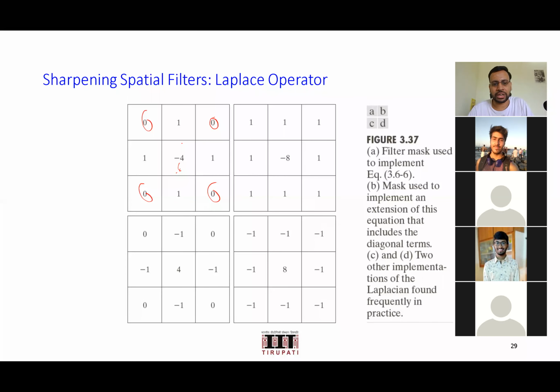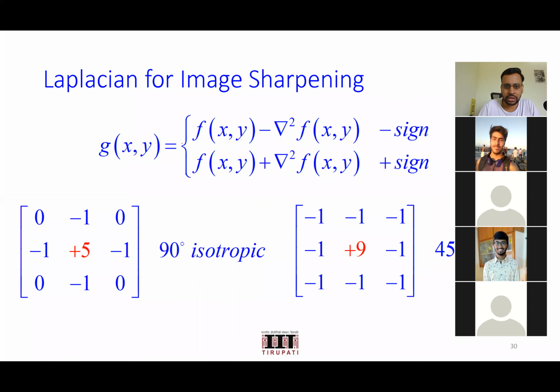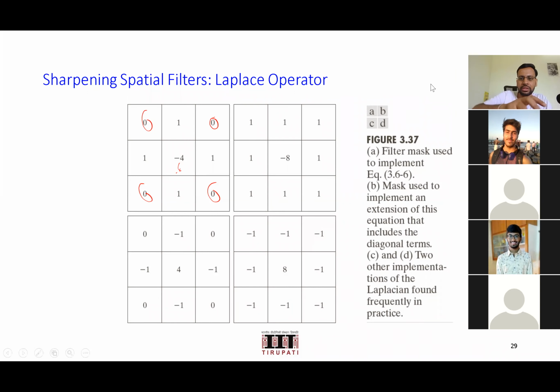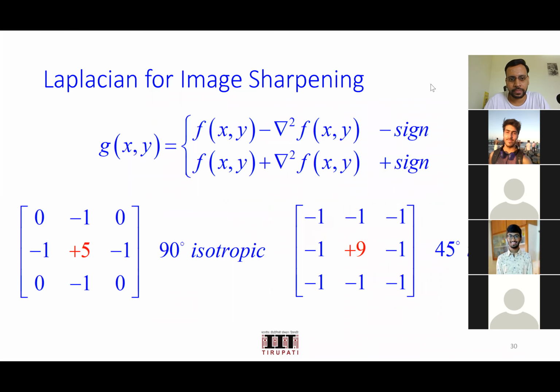The other one is the 45 degrees Laplacian, because if you keep rotating it by 45 degrees, you get the same mask. So it's isometric, what is the word used for it? I don't exactly remember now. So it is isotropic by angles of 90 in the first place, and the second one is isotropic by 45 degrees, right?